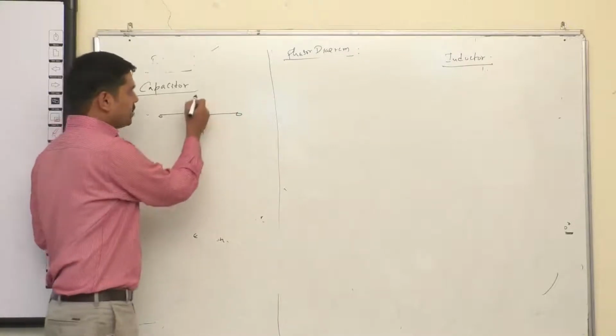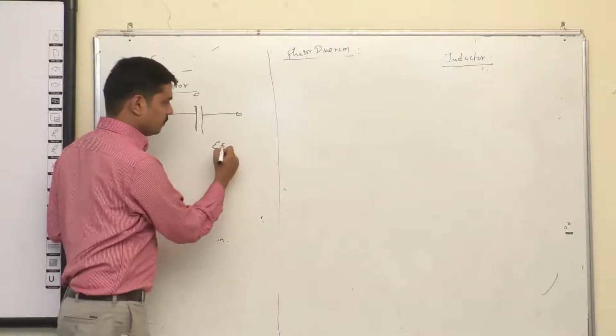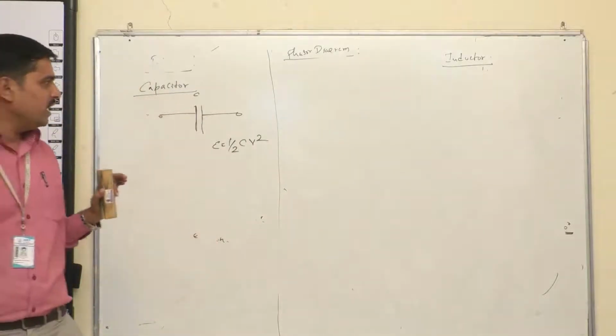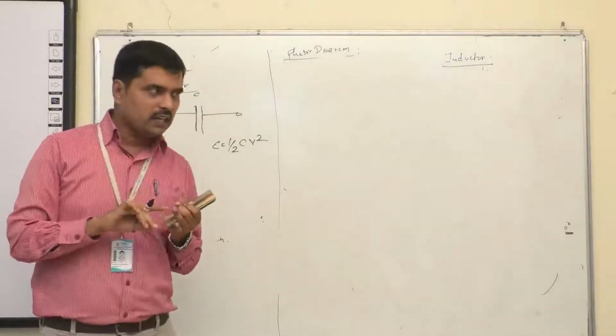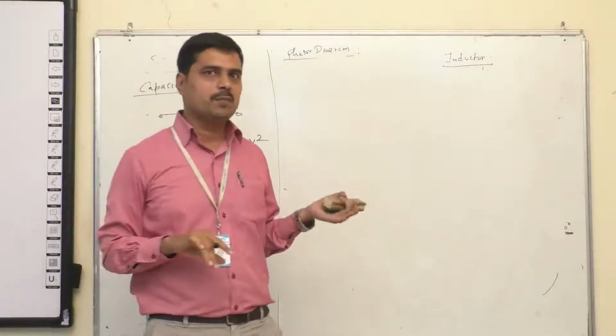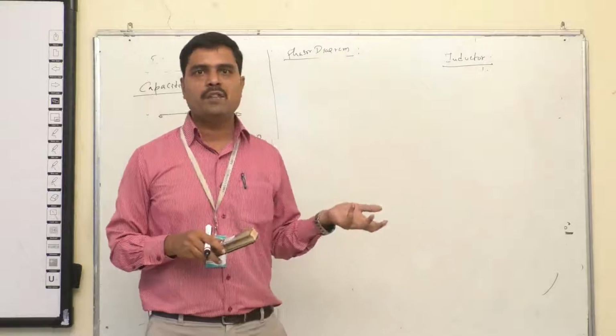Here, if you see a capacitor, the energy is of CV square. If you see an inductor, it is of Li square. So both the inductor and capacitor are energy storage elements. If it is a resistor, it has only the dissipation property. It is produced only in the form of heat.